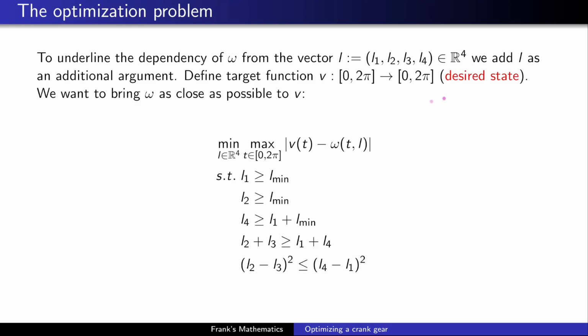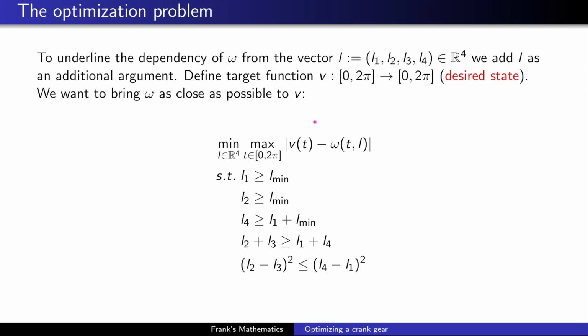And just a quick notation to underline the dependency of omega on our vector L, and L consists of the length of our crank gear. We just added it as an additional argument. This is just for readability. Let's take a look at the optimization problem.